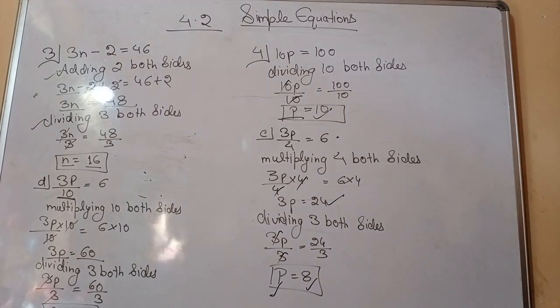Now this is all we have studied in exercise 4.2, that is how to eliminate the given variables by using operational signs plus, minus, divide and multiply. So I hope the concept is clear for you all.